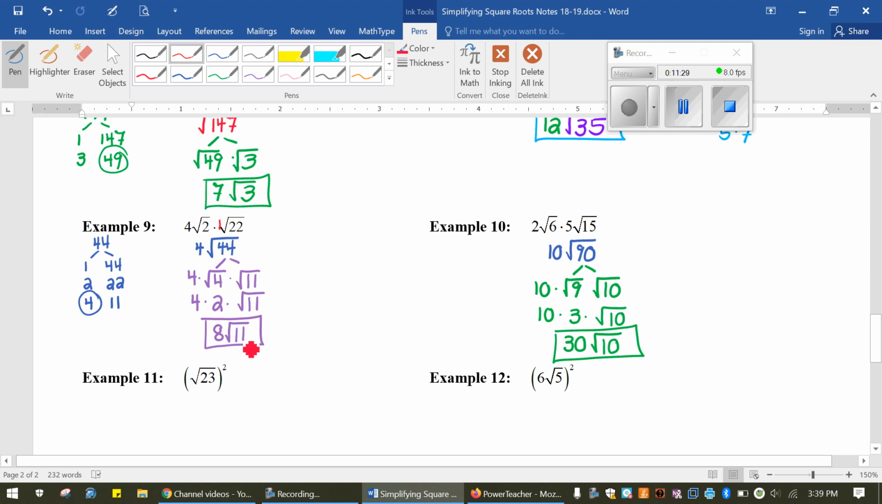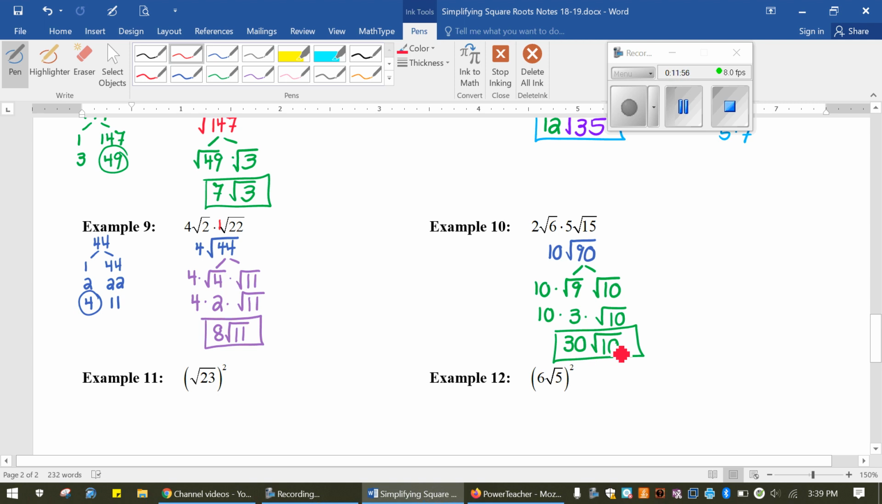On number 10, multiplying the numbers outside, you get a 10. 6 times 15 underneath the radical gives you a 90. And then maybe by now you don't need to build a factor tree. Maybe you recognize that 90 is going to have a perfect square factor of 9 with a 10 as the other factor. And then the square root of 9 is a 3. 10 times 3 is 30 times your square root of 10.